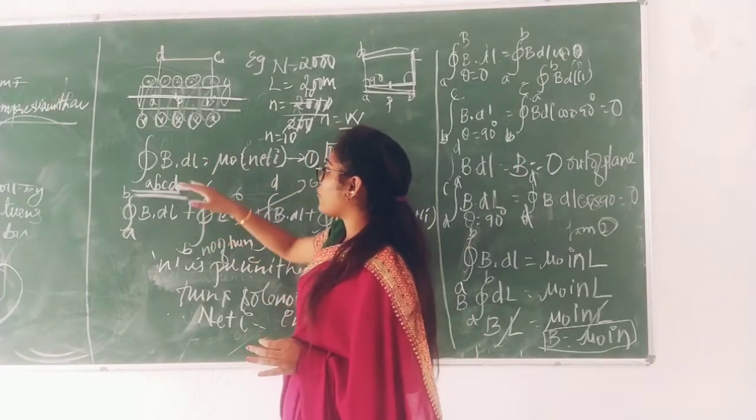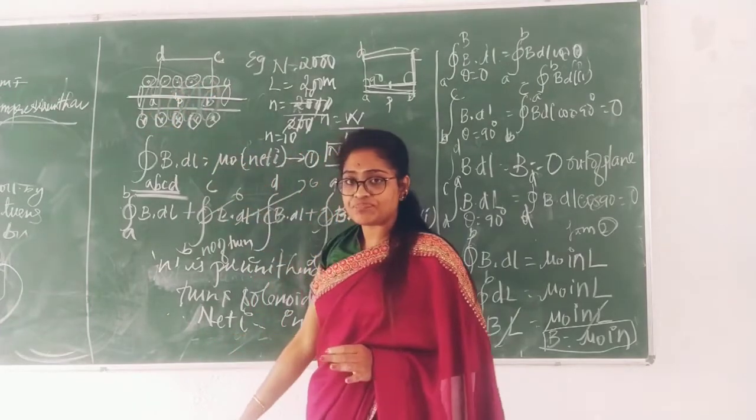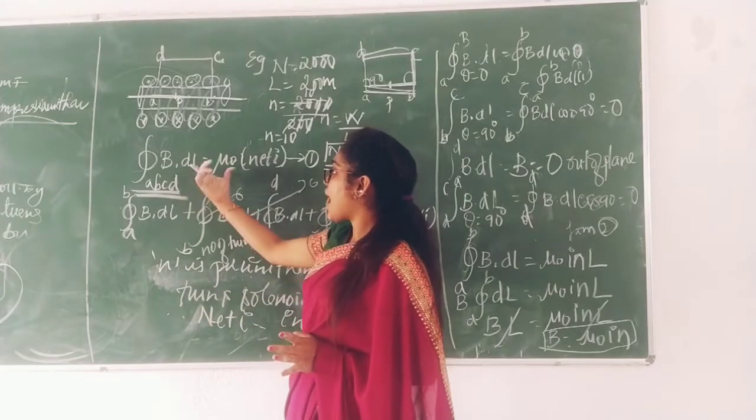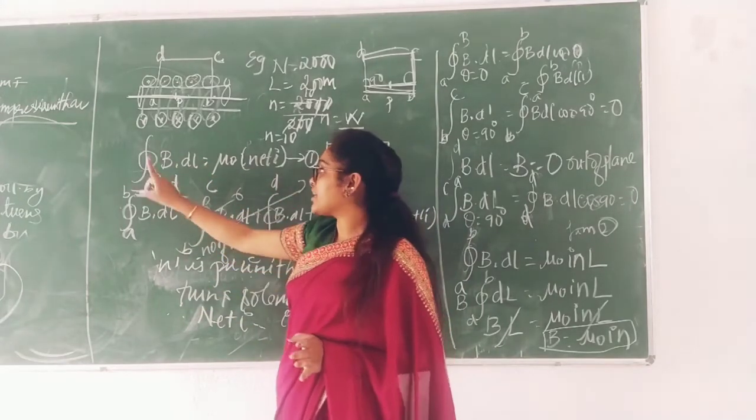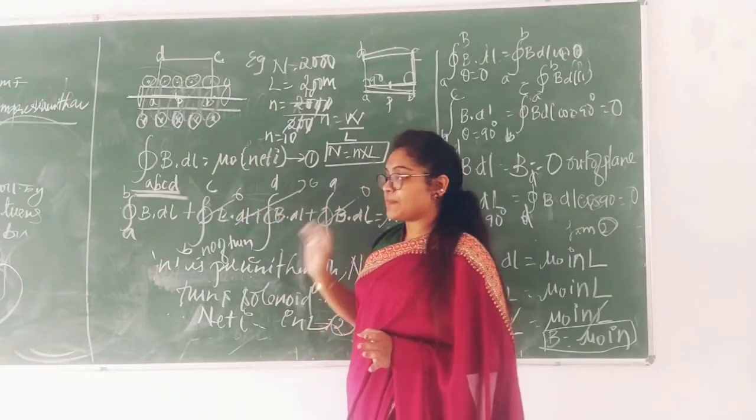So what I did, first, I took the loop. Loop ABCD is an Amperian loop. After considering the Amperian loop, I wrote the Ampere circuital law: integration of B dot dl is equal to mu naught times net I.